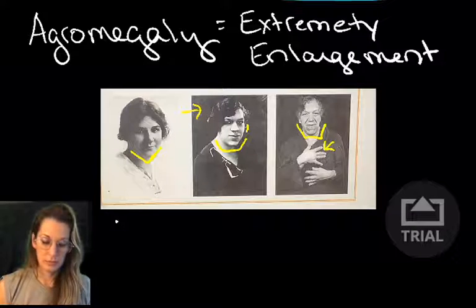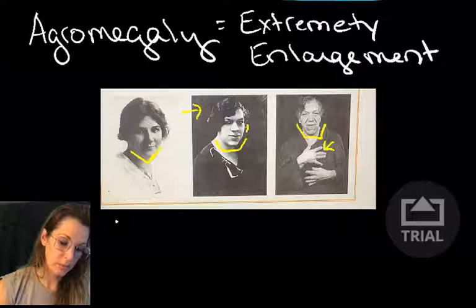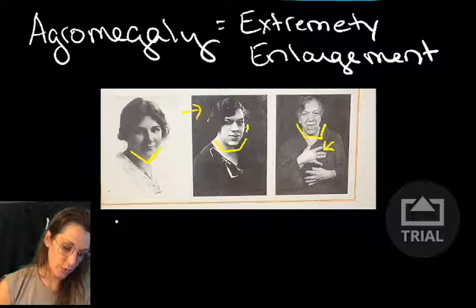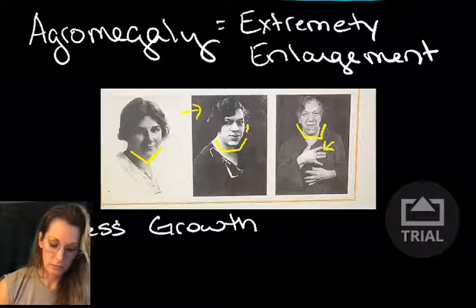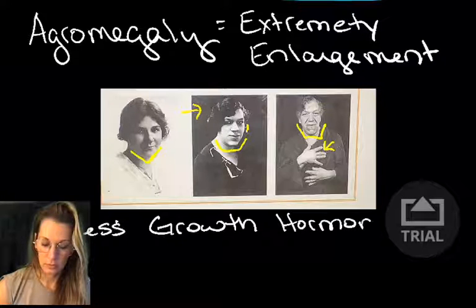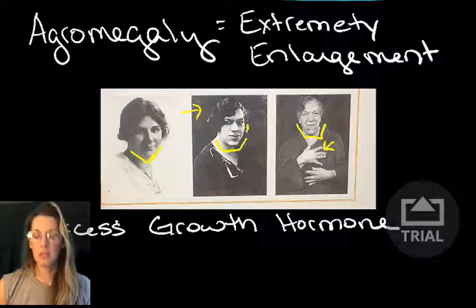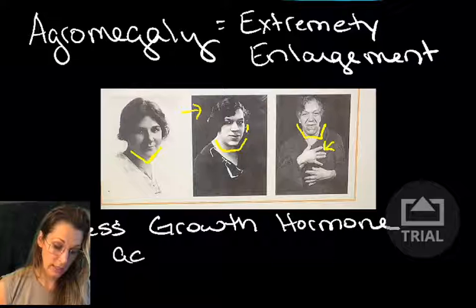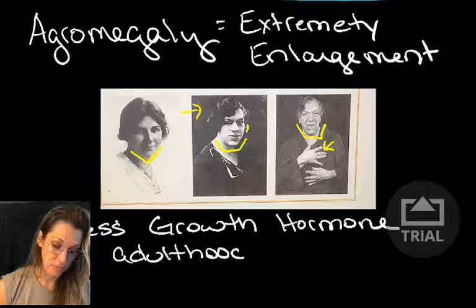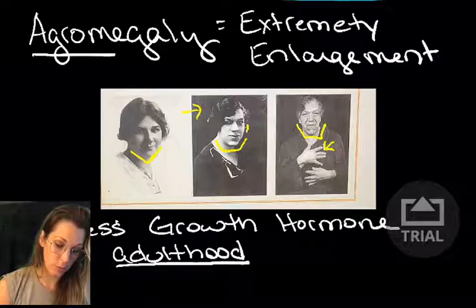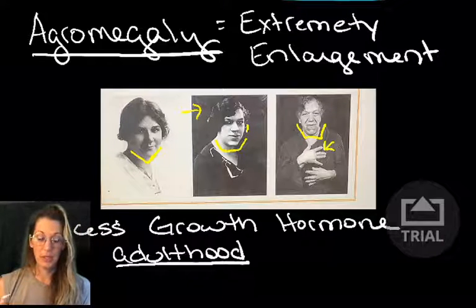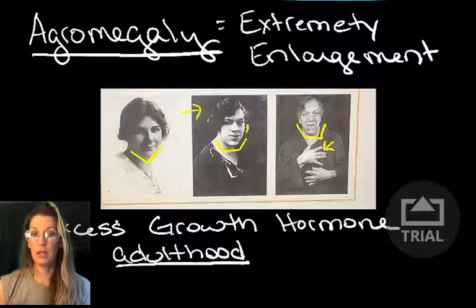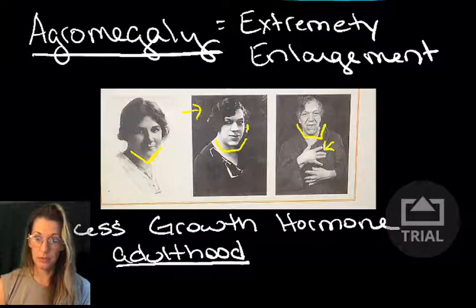What causes acromegaly is excess growth hormone. So the body is producing too much growth hormone, and it's doing this in adulthood. This is really important. Acromegaly happens in adulthood. Excess growth hormone prior to adulthood is a different thing. So acromegaly happens in adulthood.